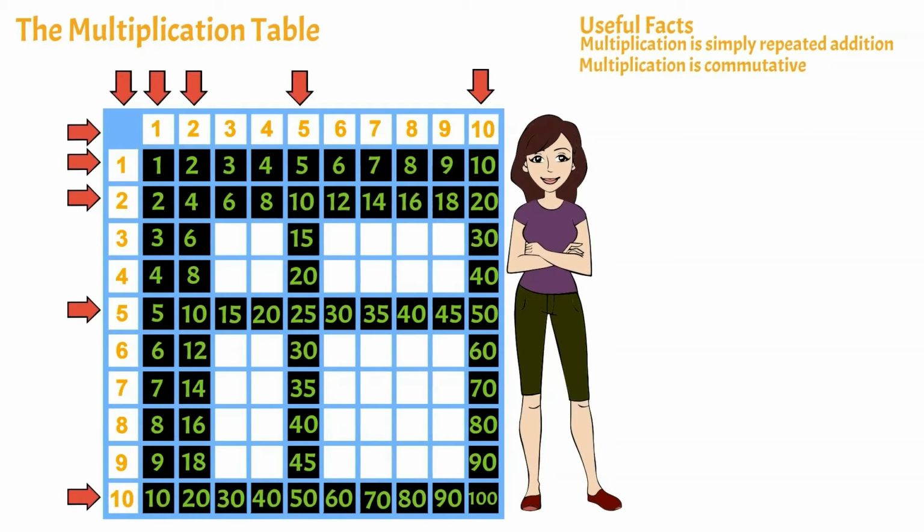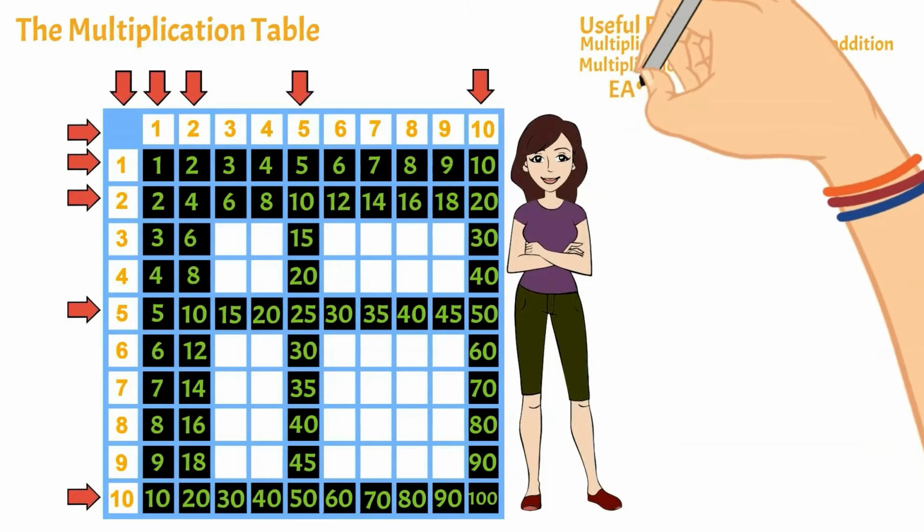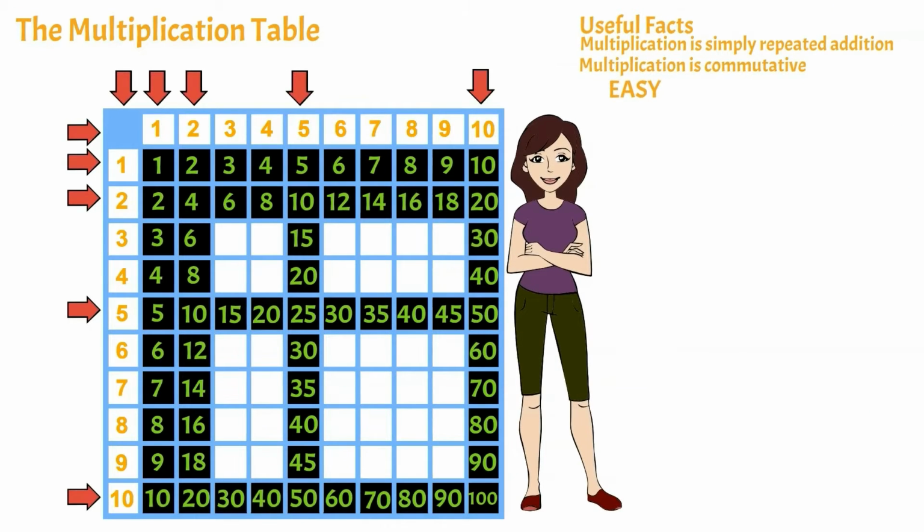What have you noticed so far? Counting by 1s, 2s, 5s, and 10s is very easy. If you know how to count by these numbers, multiplication by them is very easy. So, multiplication by 1, 2, 5, and 10 is easy.